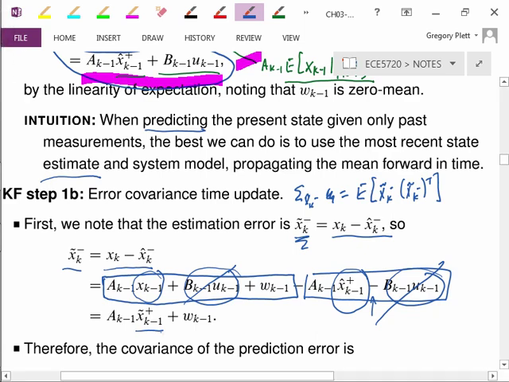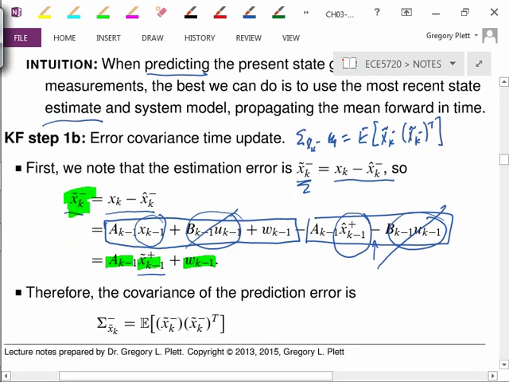So when the dust settles, everything is combined. We have this expression where the prediction error, I said estimation error, but more correctly prediction error, is equal to A times the previous estimation error plus the process noise. So for the covariance of the prediction error, I start out with the definition of what the covariance is, and then we will substitute into that definition this expression there and there.